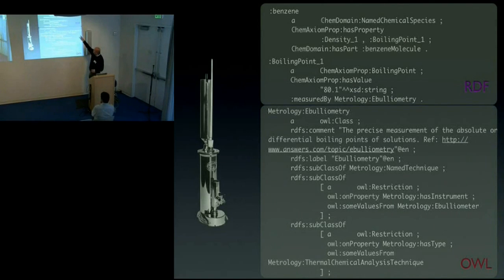So I said that the boiling point was measured by ebulliometry. Well, here is the definition of ebulliometry in ChemAxiom metrology. It uses an instrument called an ebulliometer. It is a thermochemical analysis technique, and one axiom that isn't shown is that it returns values of dimension temperature.